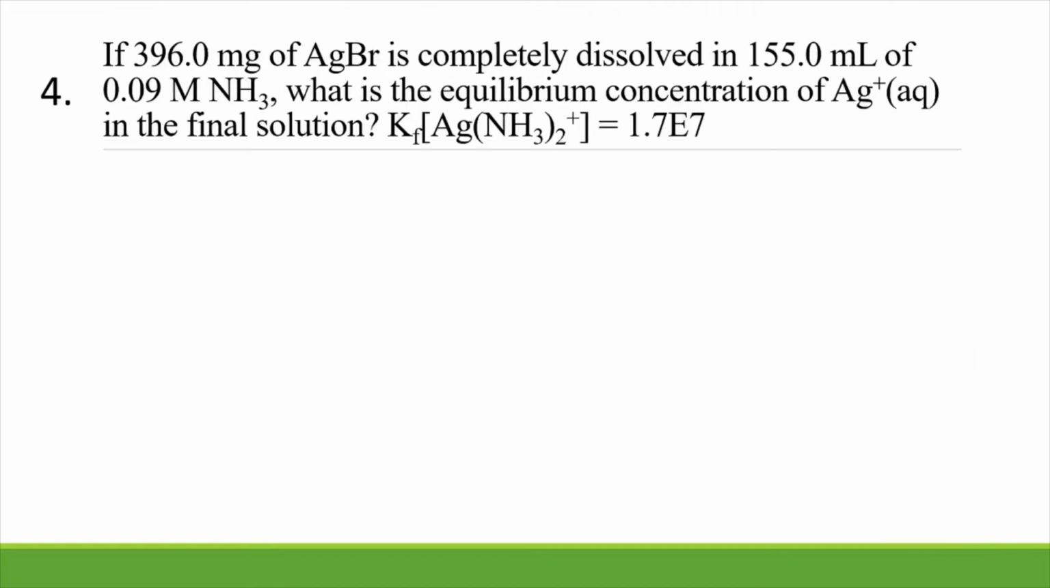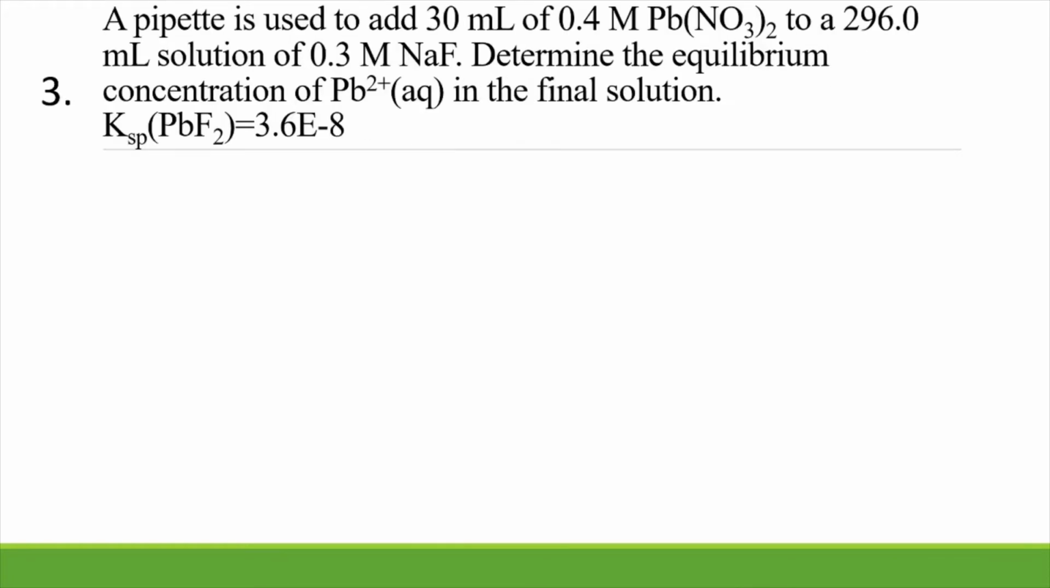So let's look at it for this lead fluoride. So we have PbF2 in equilibrium with Pb2 plus and 2F minus. Remember, fluoride has a -1 charge, so you have to have 2 of them to balance out the 2 plus from lead.